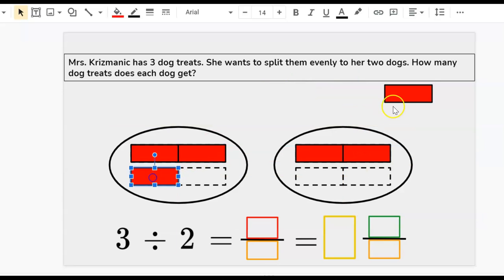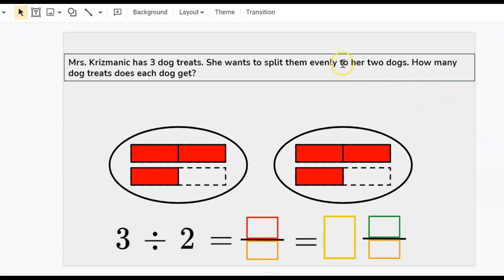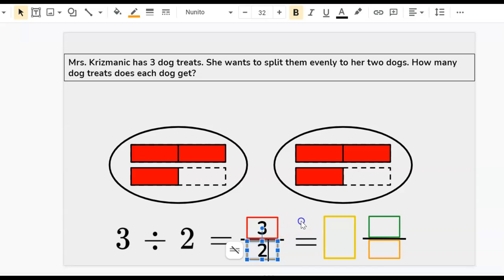1 here, and 1 here. When I do this, you're going to see that each dog got an entire treat, and then they got 1/2 of the next treat. We can see that as well when we write it with our division expression and our fractions down here. 3 divided by 2 is the same as 3 halves.